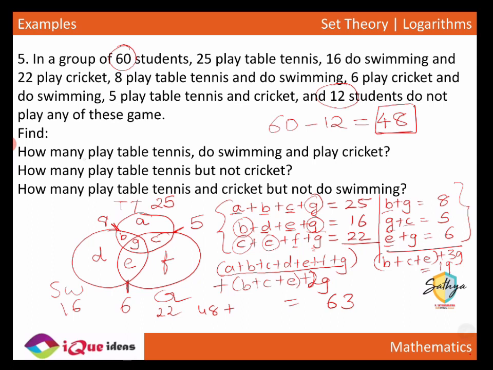So the number of people who play table tennis, do swimming and play cricket is the answer when you get the value of G. The number of people playing table tennis but not cricket is A and B combined. Table tennis and cricket but not swimming is C. So once you solve this, you should get the values as 4, 20, and 1.